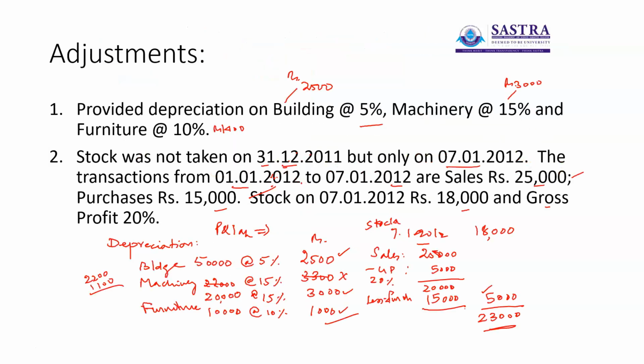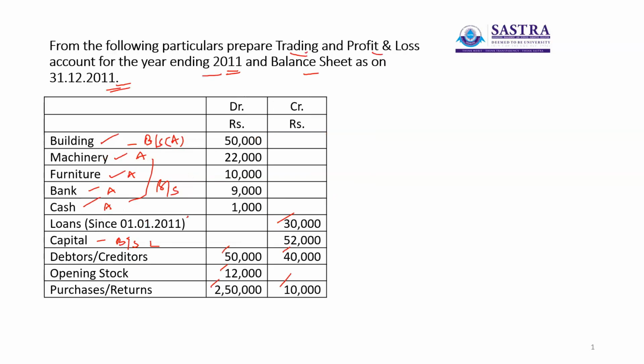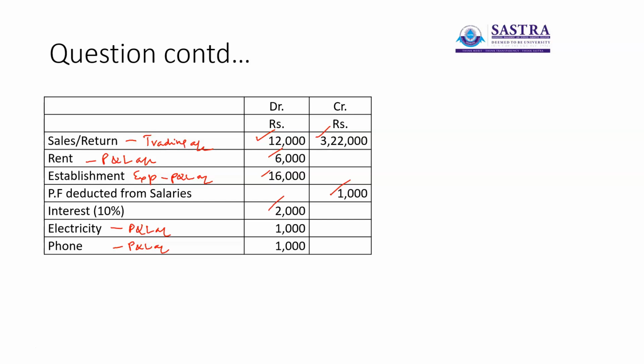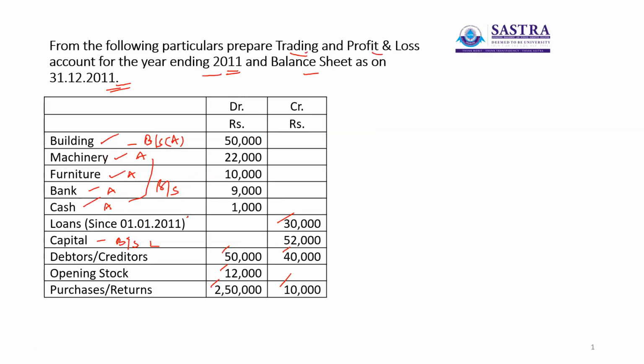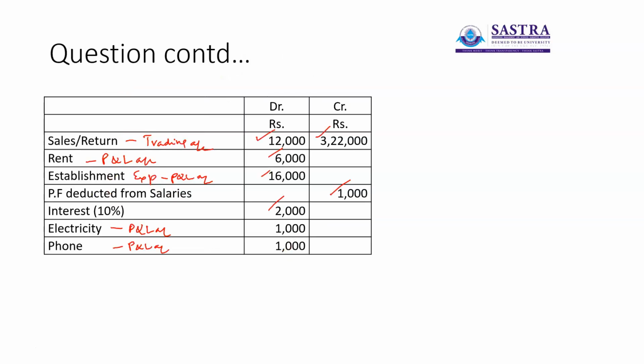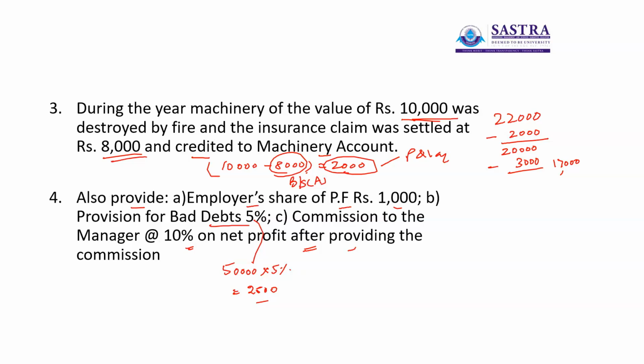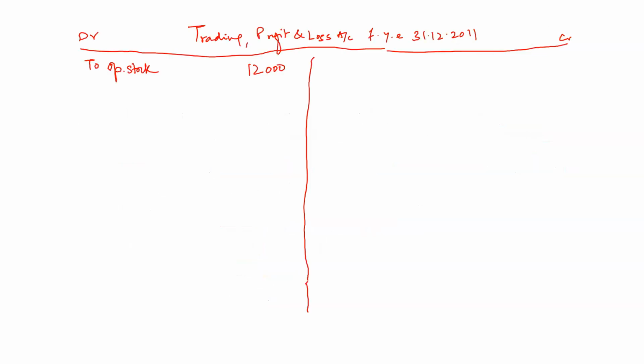Then purchases is 2,50,000, and purchase return is 10,000. Purchases will be given on debit and purchases return will be given on the credit side. So to purchases 2,50,000 less returns 10,000, so 2,40,000.